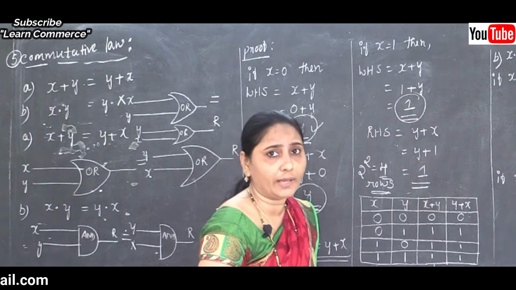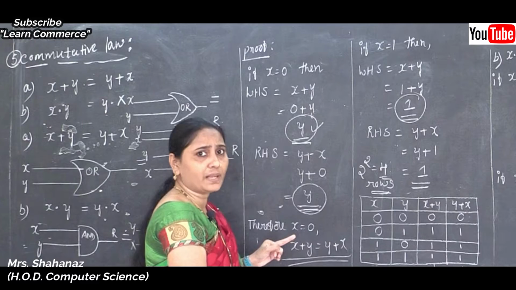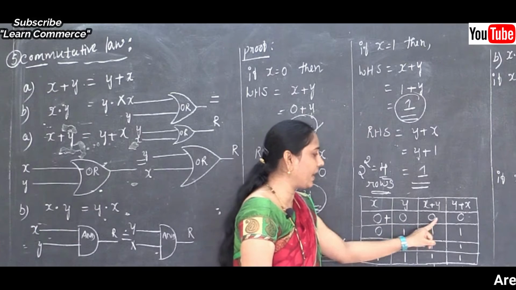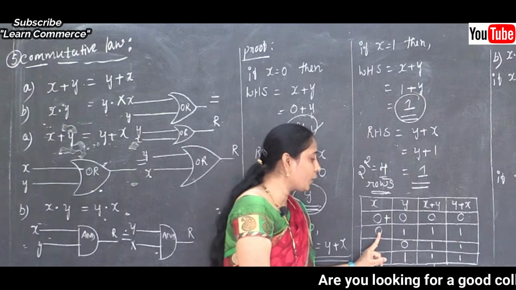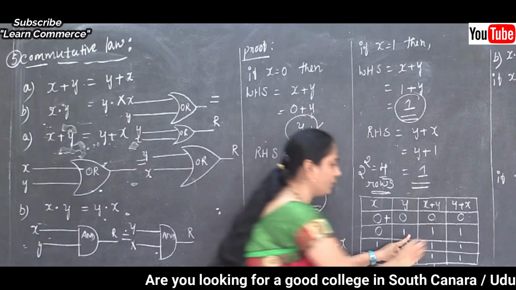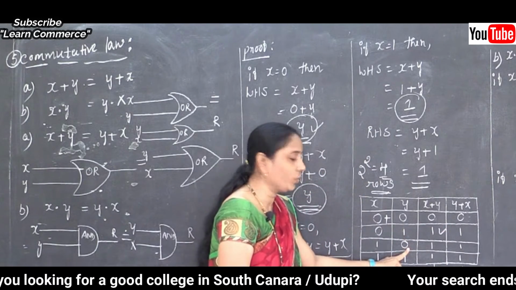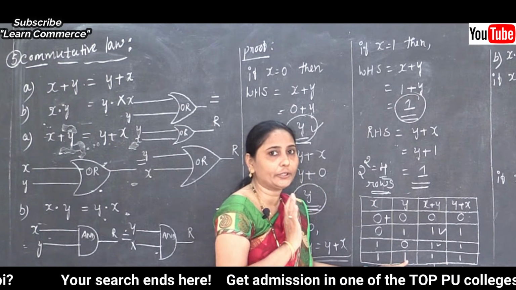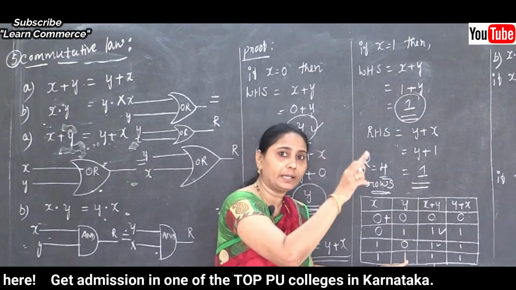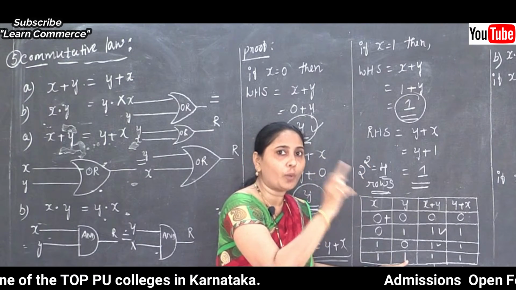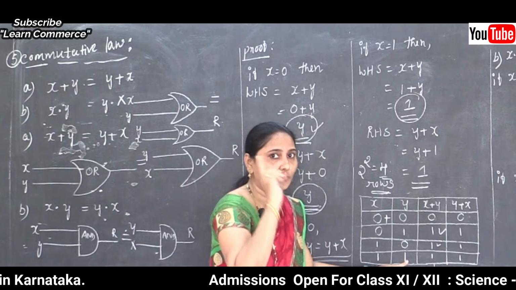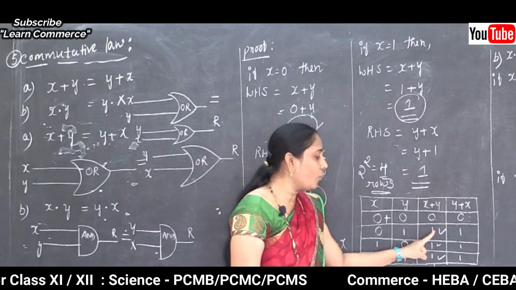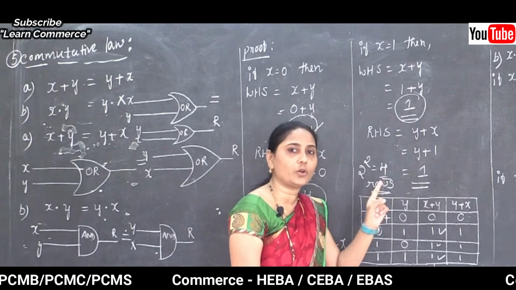Now you have to add the values. The left hand side is x plus y, the right hand side is y plus x. When you add 0 plus 0, the value is 0. Next, 0 plus 1, the value is 1. 1 plus 0, the value is 1. 1 plus 1 is not 2, don't write 2. 1 plus 1 is equal to 10 in binary, but the value we take is just 1 only, you should remember it. So the x plus y result is 0, 1, 1, 1. Clear this point? 0, 1, 1, 1.